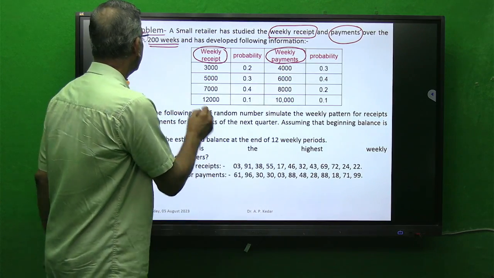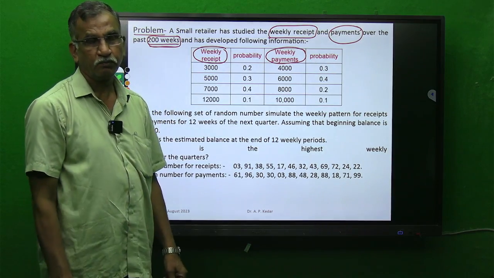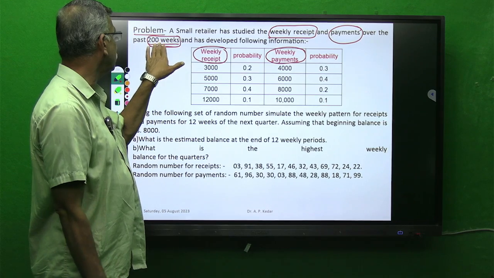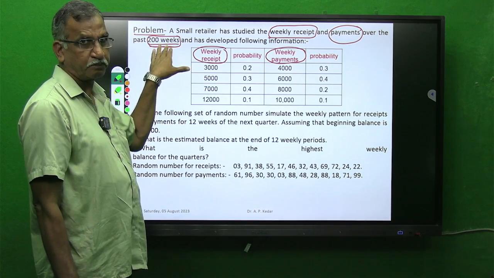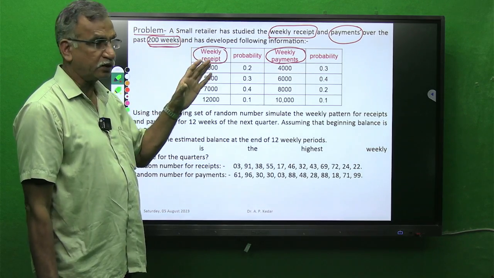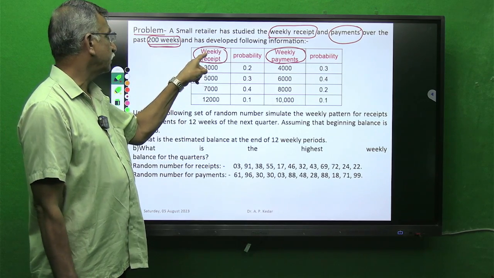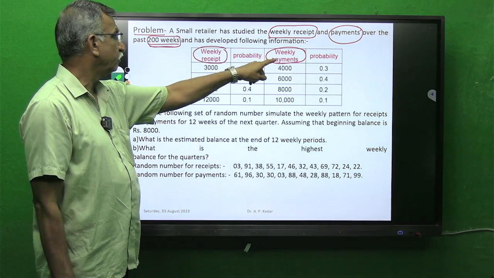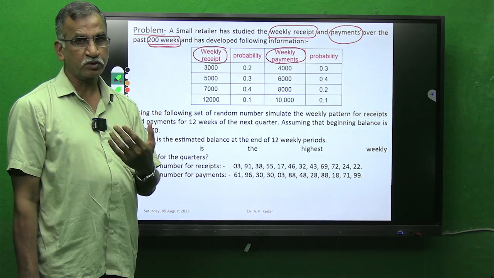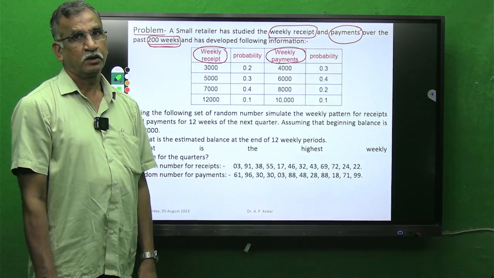which is obtained from this previous 200 weeks data. For our understanding, we are not interested in the figure of 200. This 200 weeks accumulated data is portrayed in this particular table, where we are given the values of weekly receipts and weekly payments. Now receipt is gain. It is the amount received by the cashier, and payment is the amount paid to the customer by the cashier.